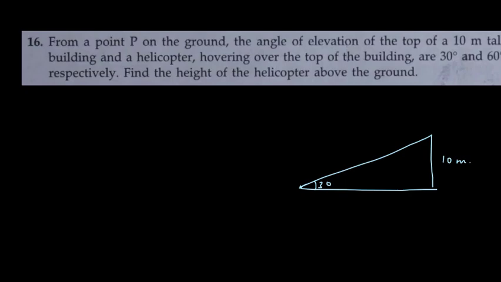Then there is a helicopter also hovering on this top, and the top of the helicopter is making an angle of 60 degree with the ground. So this angle is 60 degree. So I will say A, B, C and D. We have to find the height of the helicopter above the ground. So this BD, you have to calculate. BD is question mark.